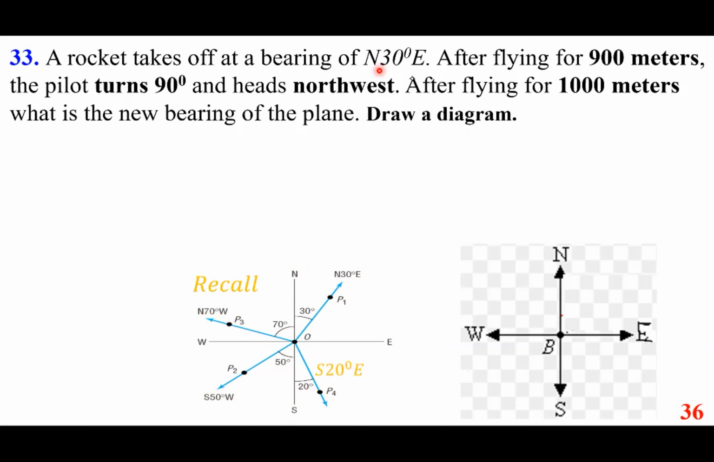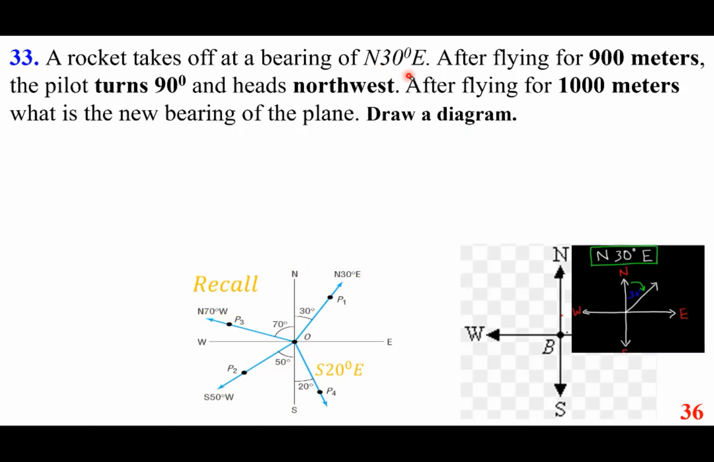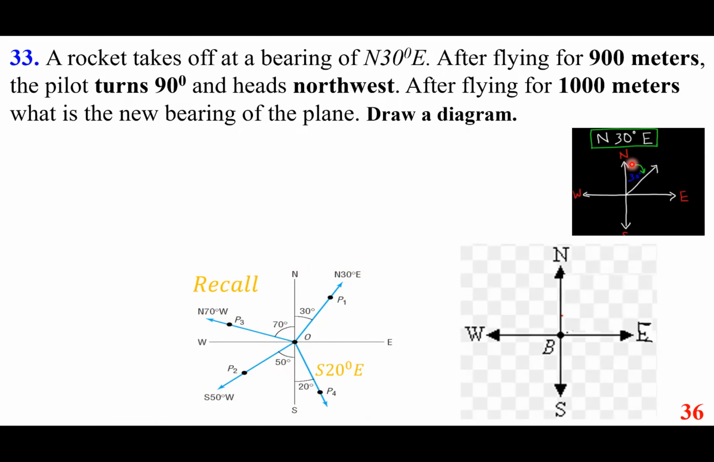So now, north 30 degrees east is this way, and it goes for 900 meters. Then there's 90 degrees. So we're going to make it 90 degrees this way or that way. It says northwest, so that way. And we go for 1,000 meters. That creates a new vector.